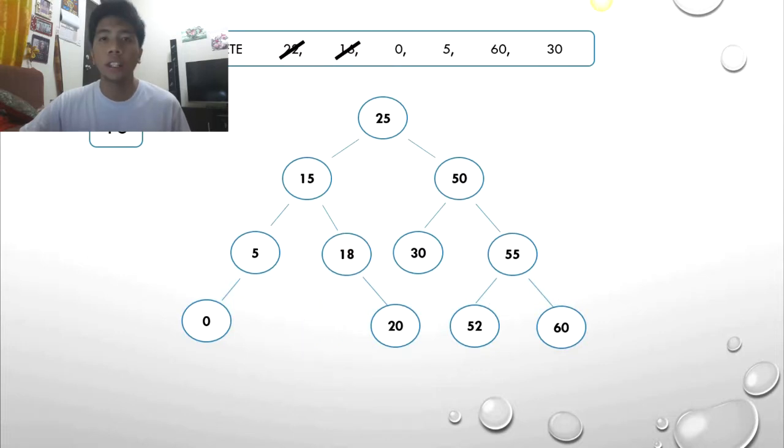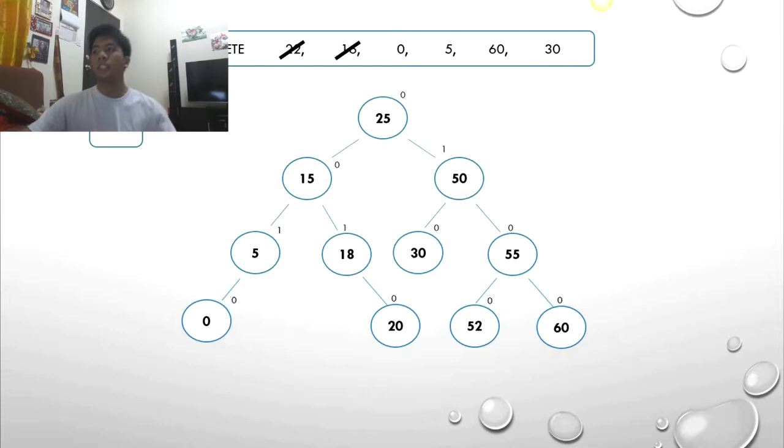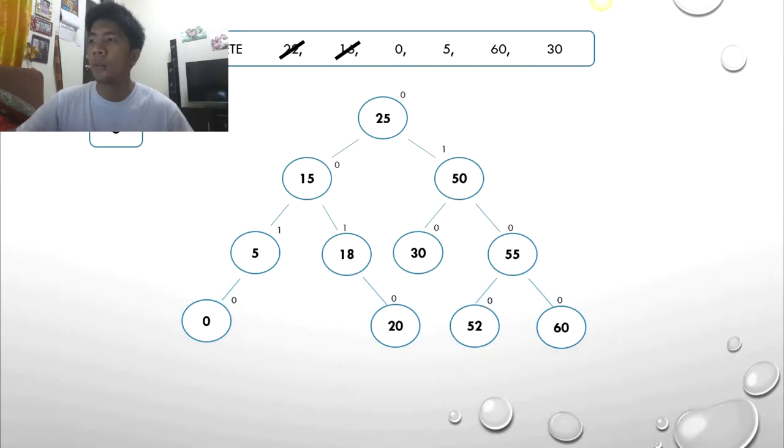Let's see if the AVL3 is still balanced. Since the AVL3 is still balanced, there will be no rotation in this scenario. So you can now proceed on deleting the next number, which is 0. Now, we will have to delete node 0 on our AVL3.